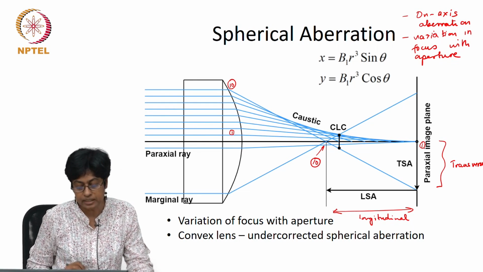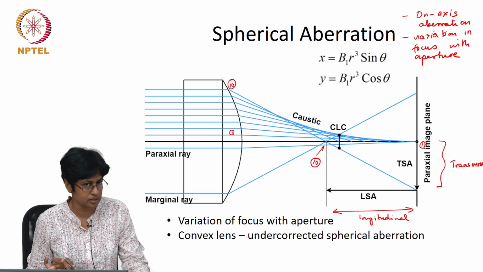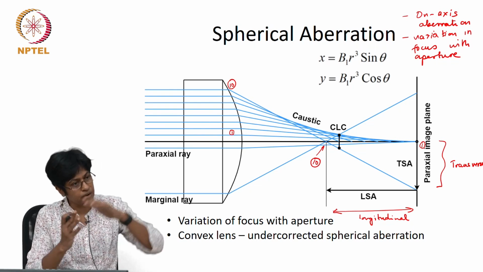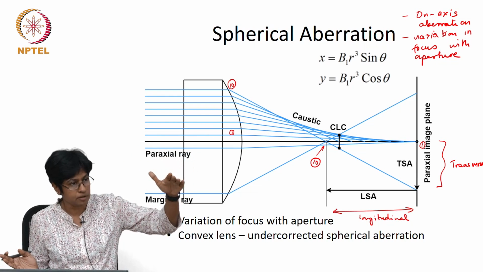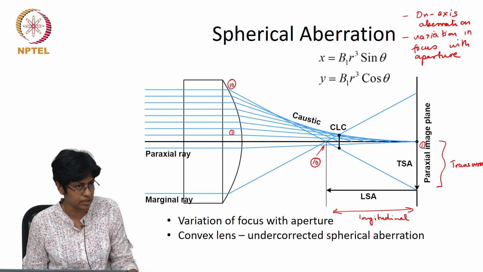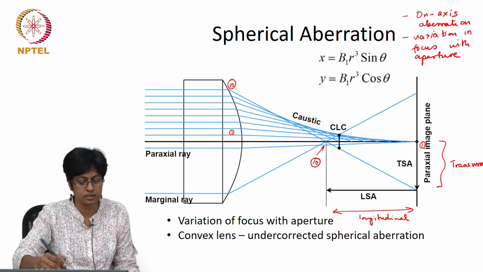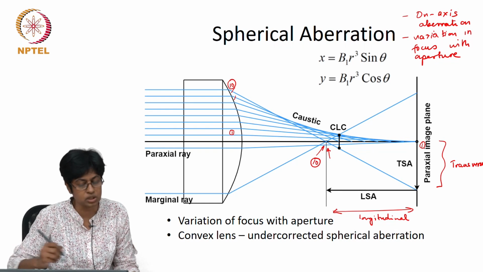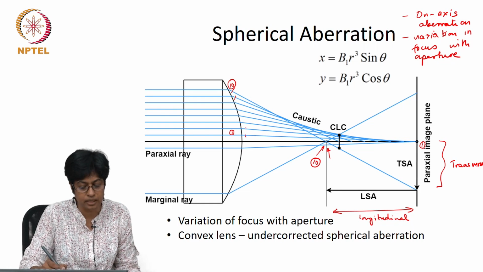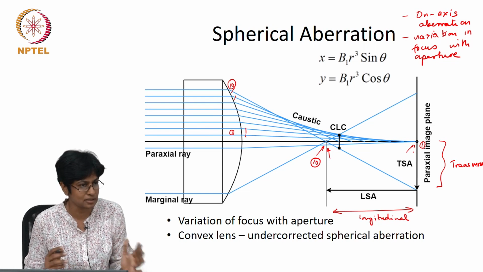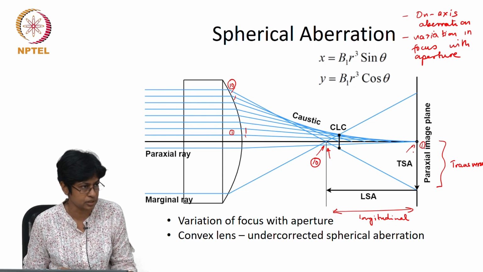With a convex lens, we have what is called undercorrected spherical aberration, and that is the case where the rays from further away are being focused closer to the lens. That is undercorrected spherical aberration. So these rays are getting focused closer to the lens, and these rays are getting focused further away from the lens. That is undercorrected spherical aberration. Okay.